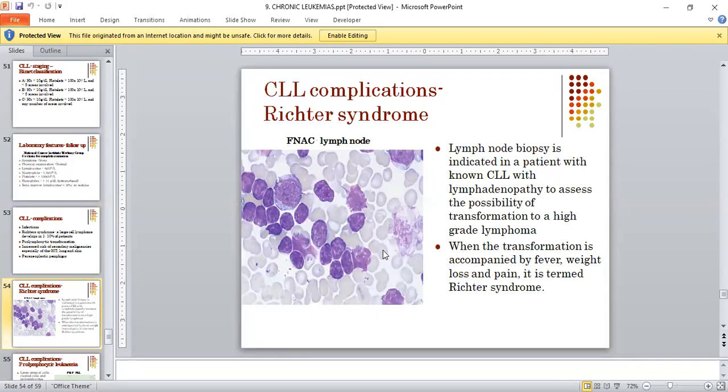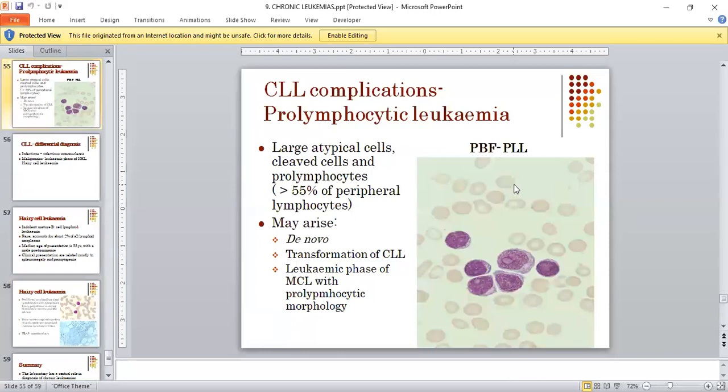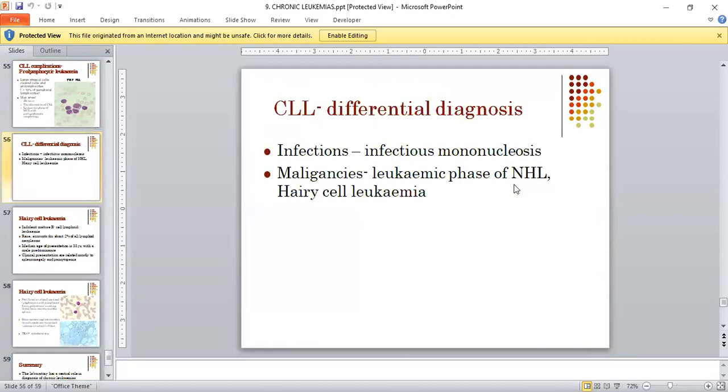This is Richter's syndrome. So lymph node biopsy is indicated in a patient with known CLL with lymphadenopathy, to assess the possibility of transformation to a high-grade lymphoma. So when the transformation to a high-grade lymphoma is accompanied by fever, weight loss, and pain, it is termed Richter's syndrome. These are just the explanations of the complications.